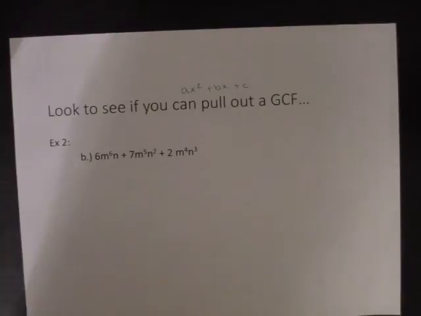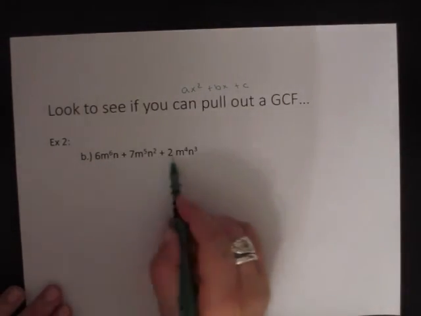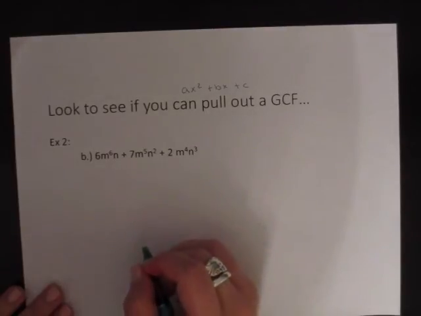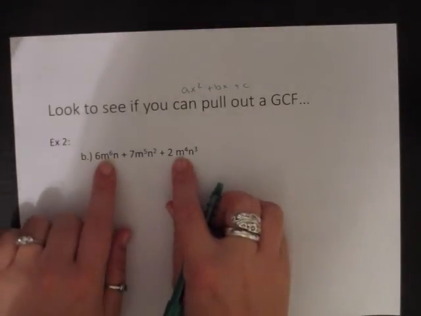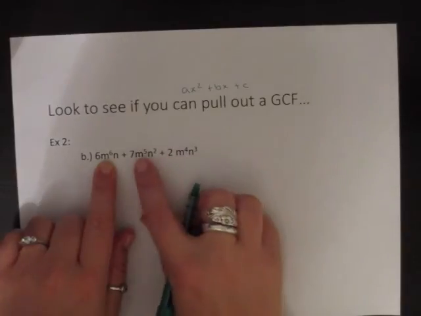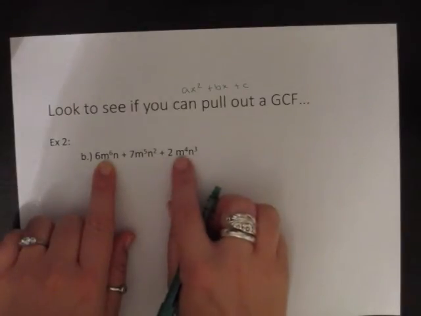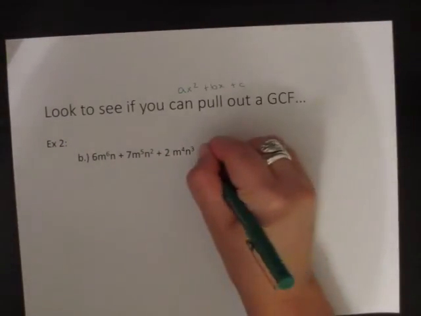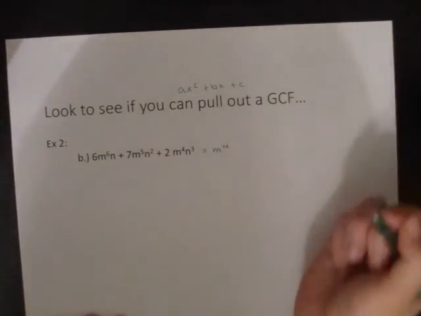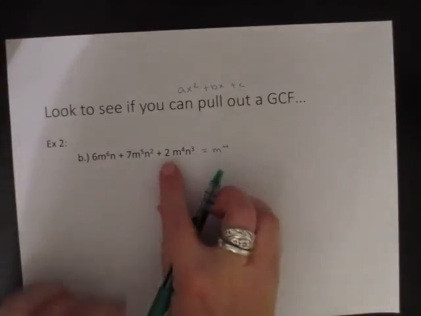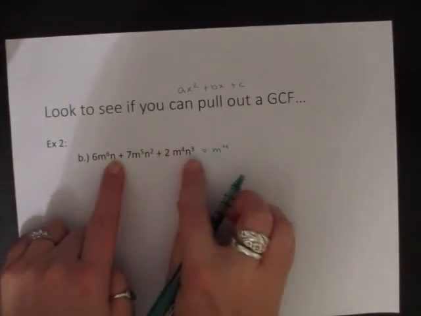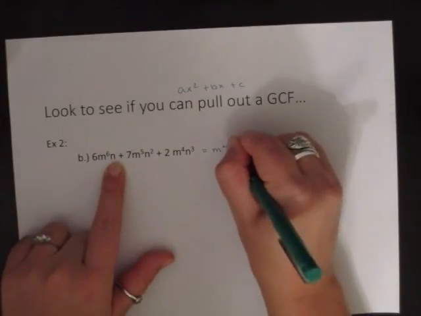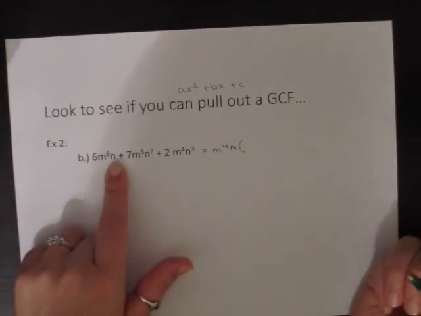So the first thing I'm going to look at is my coefficients. If I look at these numbers, 6, 7, and 2, there's nothing that I can pull out. But now, let's see if we can pull out an m. So we've got to pull out our least exponent. I've got m to the 6th, m to the 5th, m to the 4th. So this tells me that I can pull out m to the 4th because that's my smallest. Now I'm going to look at my n's. I've got n squared and n to the 3rd. So I'm going to pull out my smallest, which will just be n. And that is my GCF.